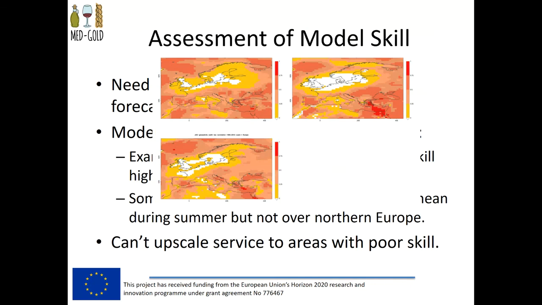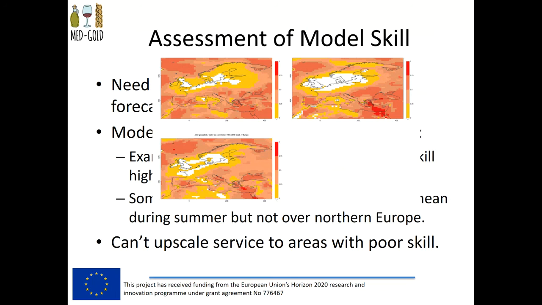Yes, so this is an assessment of skill of one seasonal forecast system. These are predictions of summer temperatures, and generally the more red the color is, the better the skill. You can see, if you look at the Mediterranean, all of these three models shown here actually have quite reasonable skill, but they don't really have any skill over Northwest Europe and the UK. You can see the area is white there, so the models have no skill there.